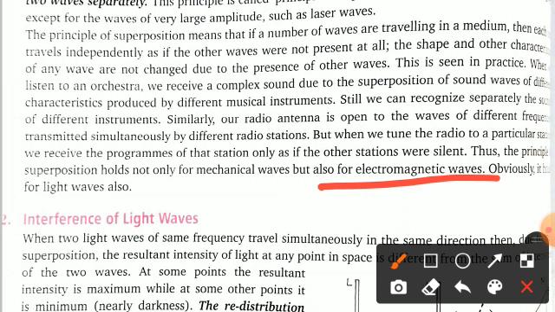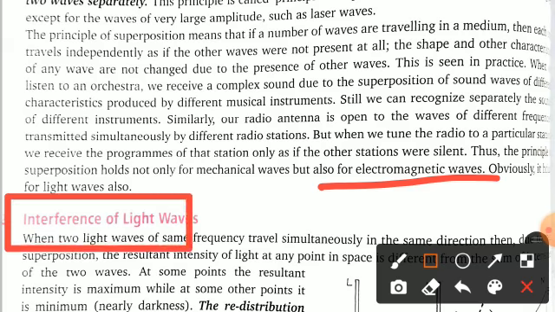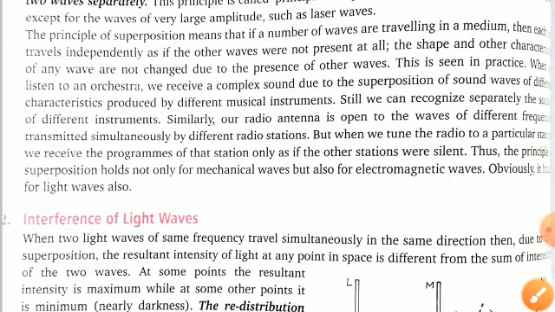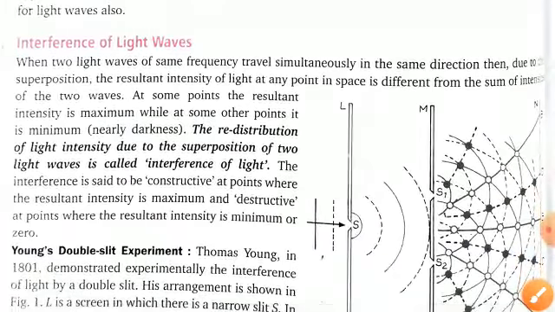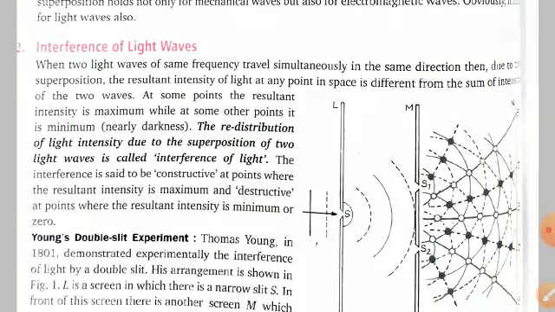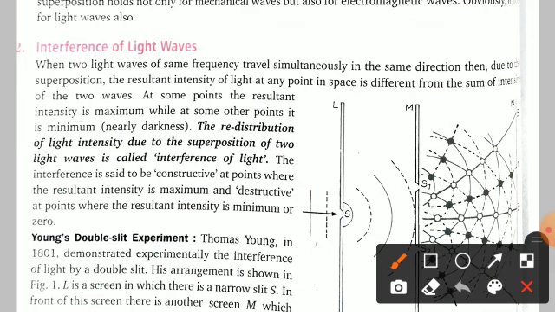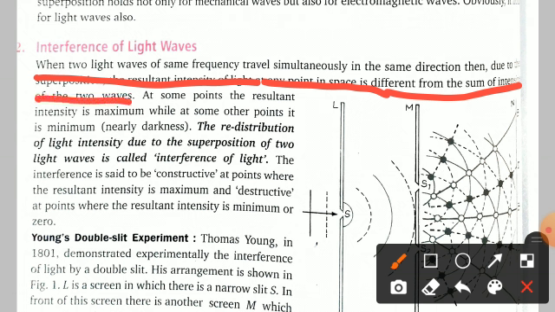Now we will come to our main topic, which is interference of light waves. So you can see here, when two light waves of the same frequency travel simultaneously in the same direction, then due to superposition, the resultant intensity of light at any point in space is different from the sum of the intensities of the two waves. That means the resultant intensity when they superimpose is more or less than the intensity of the individual lights.